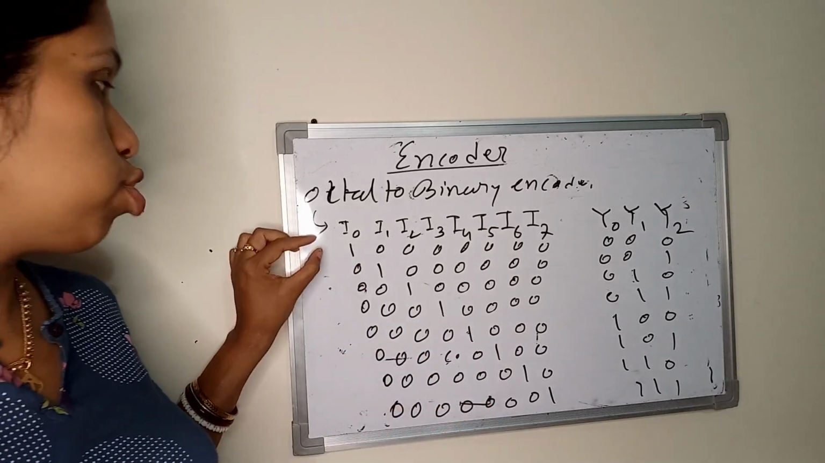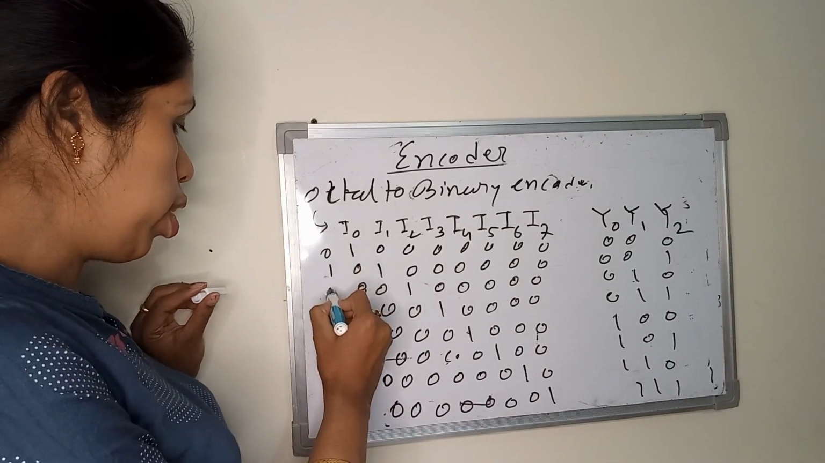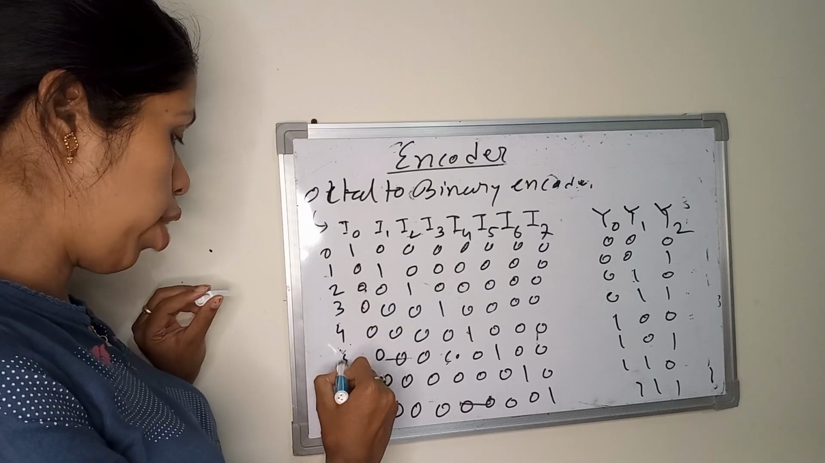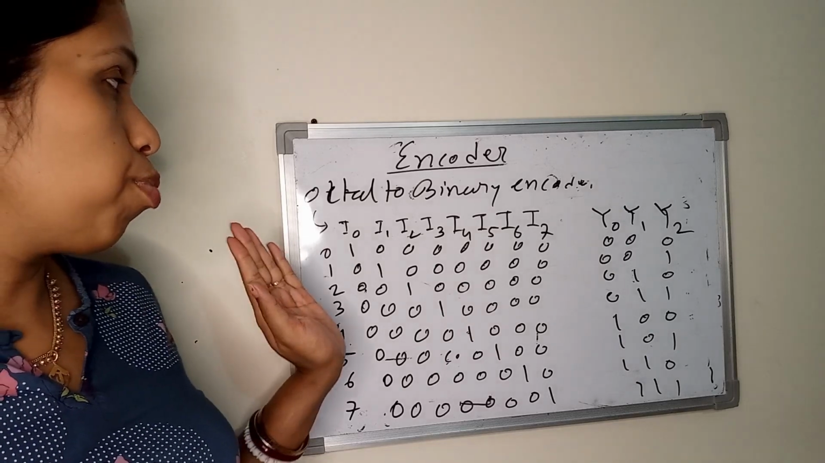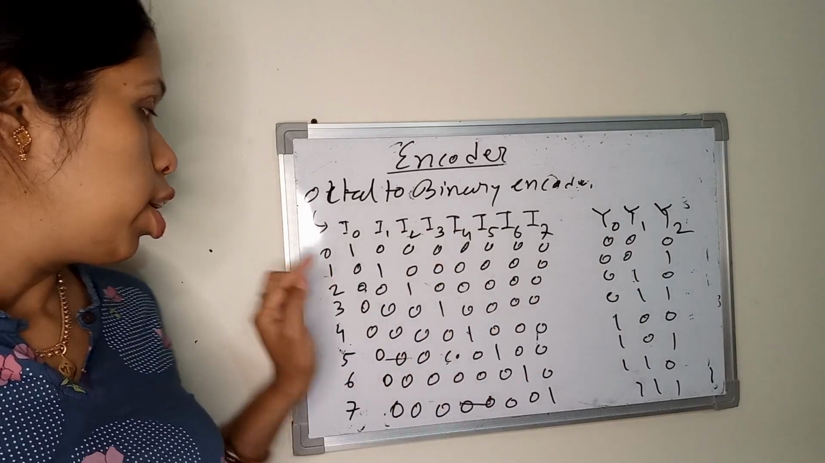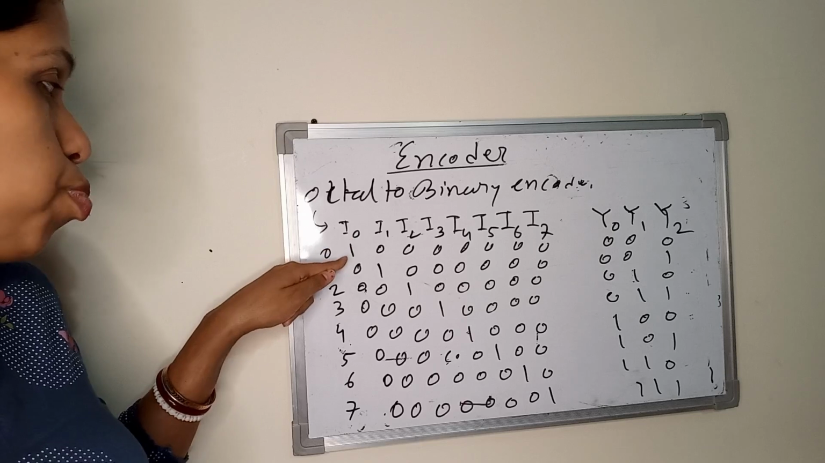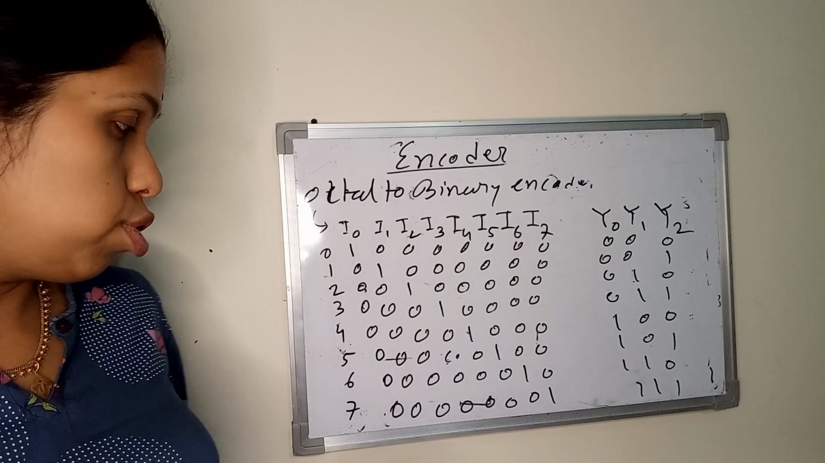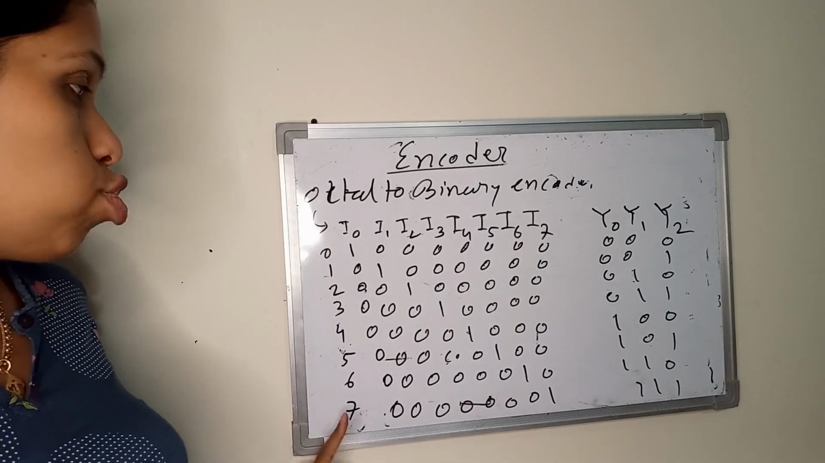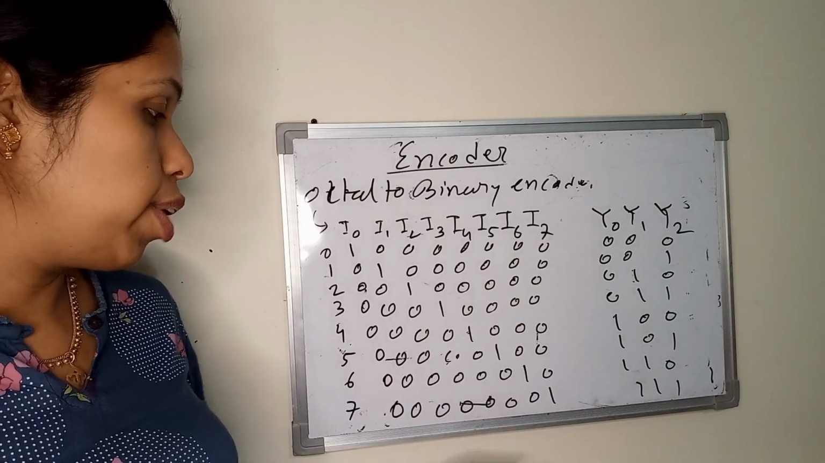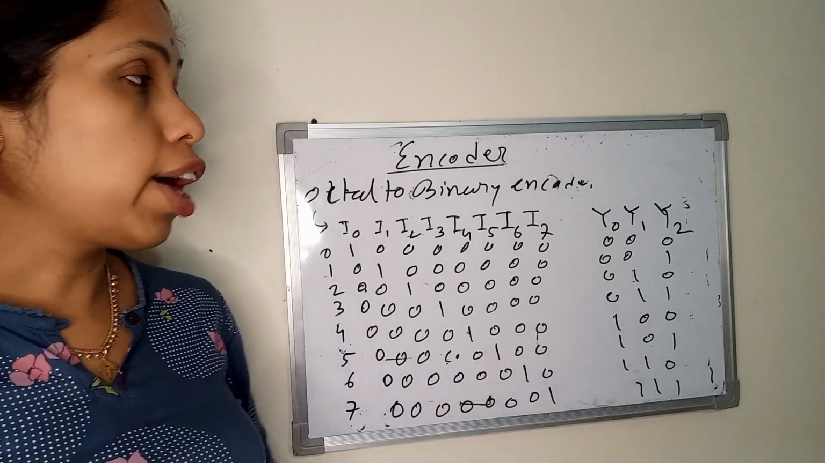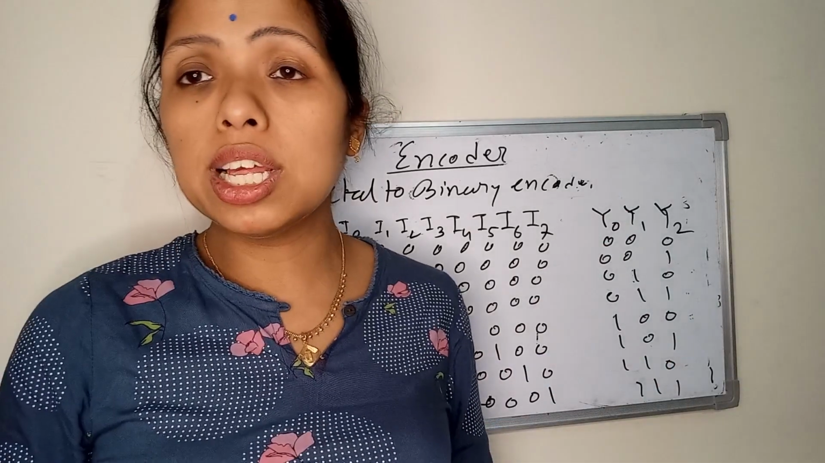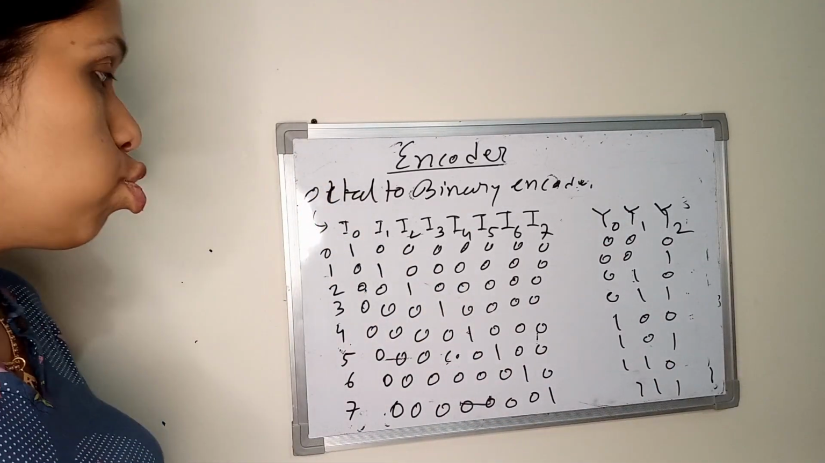If I want to send 0, 1, 2, 3, 4, 5, 6, 7: to get 0 from octal to binary, I will get 0, 0, 0. 0 means my I0 should be 1 and the other bits should be 0. If I send 7, I send logic 1 through I7 and the other bits are 0. From that I will get 1, 1, 1 as the binary number, right? So this is the truth table.